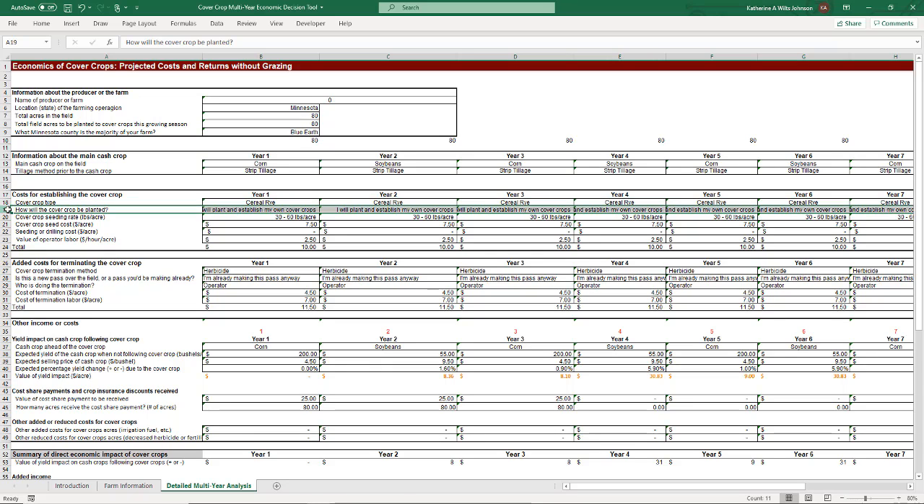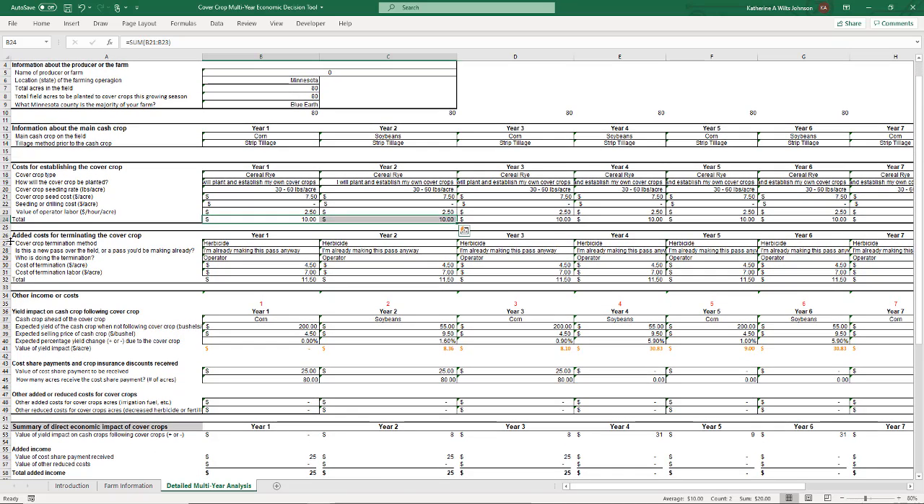Here we see a difference now. Following corn, the farm, again, indicated they wanted to plant and establish their own cover crop. And they wanted to do this following both corn and soybeans. And so we see that there are $10 per acre for both of those. Again, they're going to terminate the cover crop using a herbicide.